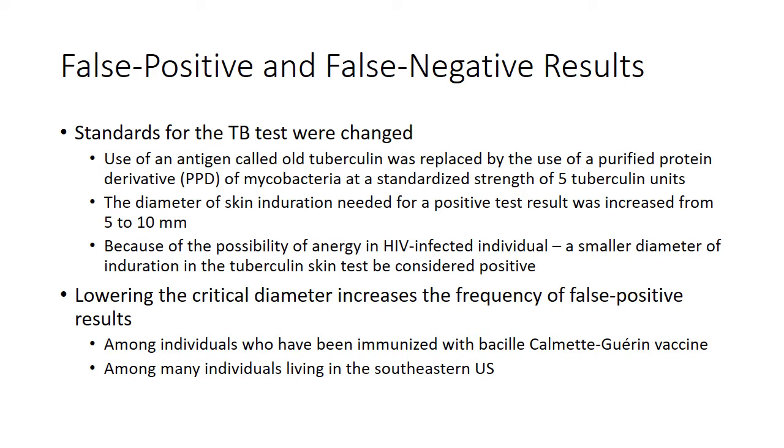And so that's going to be an issue for people who've been immunized with the BCG vaccine, and also a lot of people over in the Southeast U.S. So again, always have to consider where your cutoffs are set, and does that make sense based on the population you're dealing with?